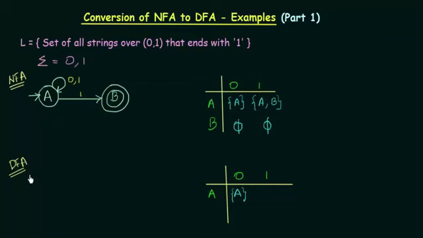But this is a DFA. In a DFA, a state on getting a particular input can go only to one state. It cannot go to more than one state. So I cannot send it to two states A and B. So what I will do here is combine these two states A and B, make them one state, and call it AB. Alright, so AB is not two states, but AB is a single state.